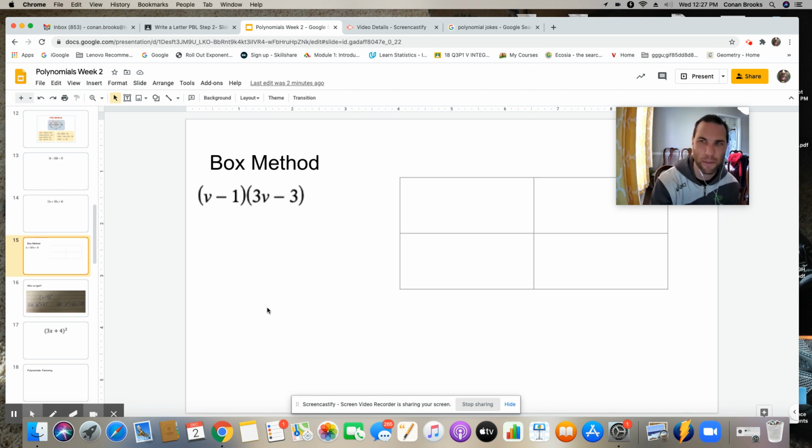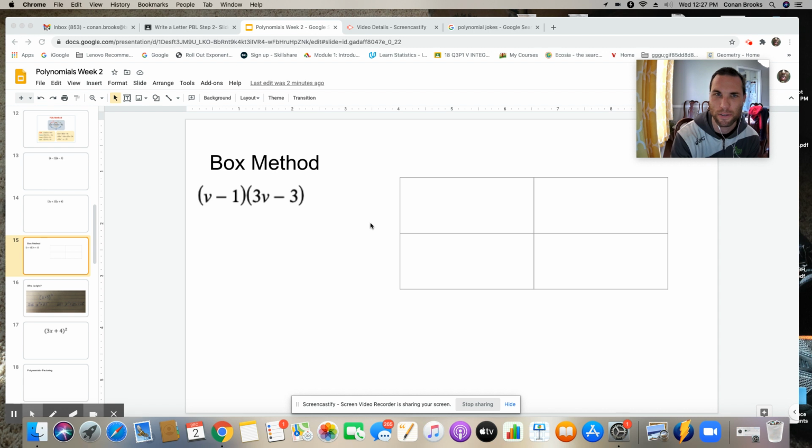Okay, this is not a method that I prefer, but some students like this because it's going to make it a little easier for them. So I want to show this to you, and if you struggle with FOIL, you're more than welcome to do this. I want to encourage you to find a way that you like. So this is the box method.